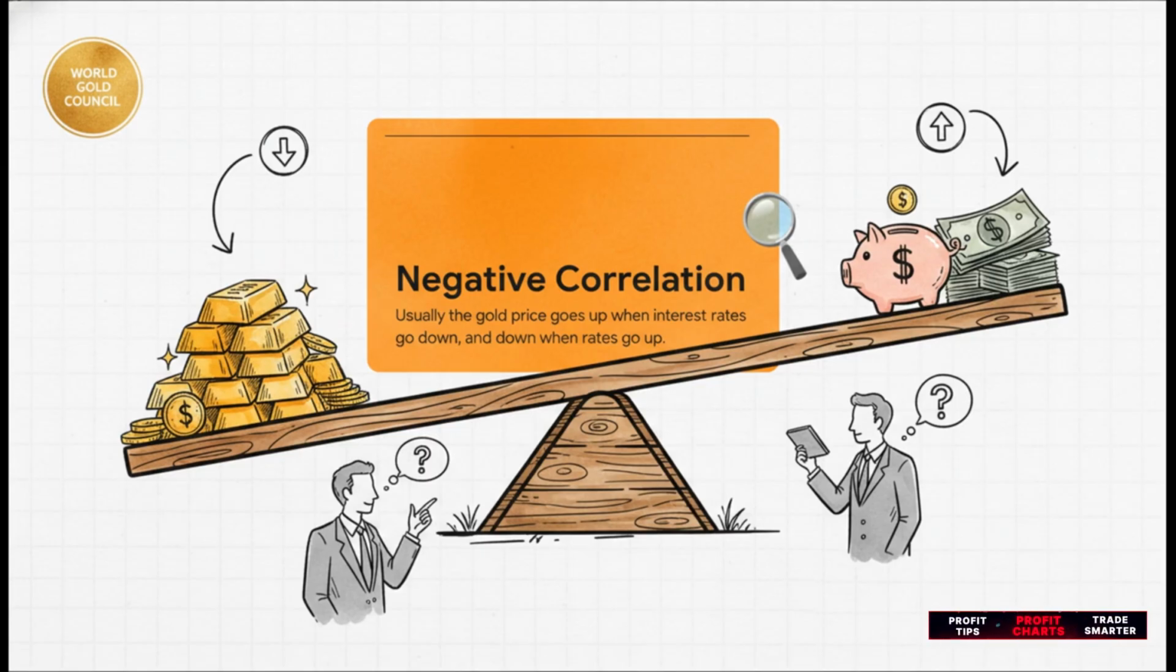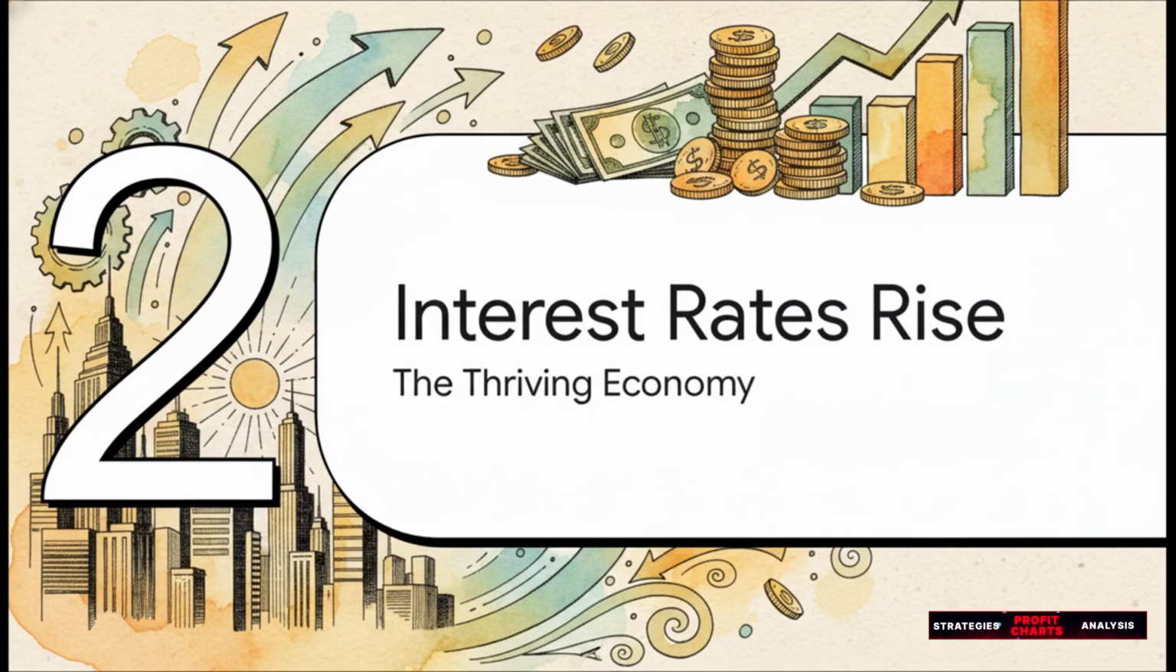So here's the step-by-step chain reaction. When central banks raise interest rates, it generally leads to a stronger US dollar. That stronger dollar puts gold under massive pressure, sending prices down. Conversely, when rates go down, the dollar weakens and gold tends to shoot up. They basically move in opposite directions. Understanding this specific chain reaction is exactly how you start anticipating those major structural trends you see printing on your trading charts.